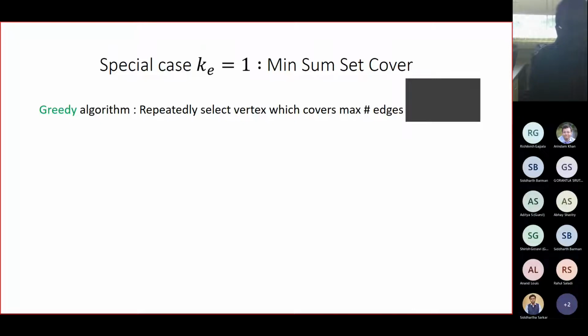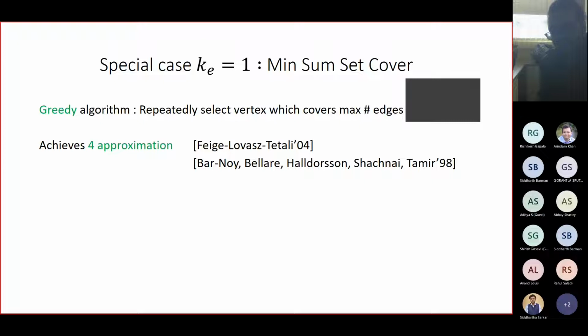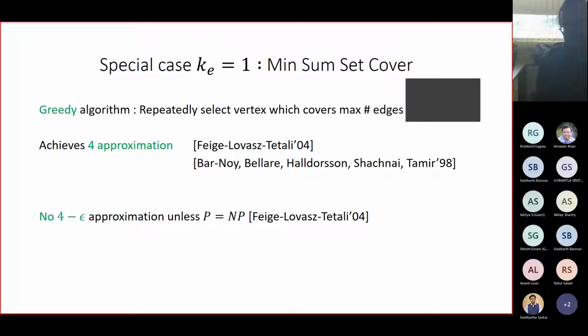So how well does this algorithm do? Feige, Lovász, and Tetali showed in 2004, and also earlier in a more complicated analysis Bar-Noy, Bellare, Halldórsson, Shachnai, and Tamir, that this simple greedy algorithm is a 4 approximation for k equal to 1. So remember that set cover greedy is log n, but here you can do better because of this sum objective. And indeed, this score is actually tight. Feige, Lovász, Tetali also showed that unless P equals NP, you cannot get 4 minus epsilon for any non-zero epsilon.